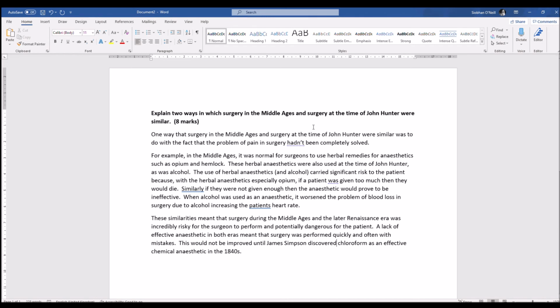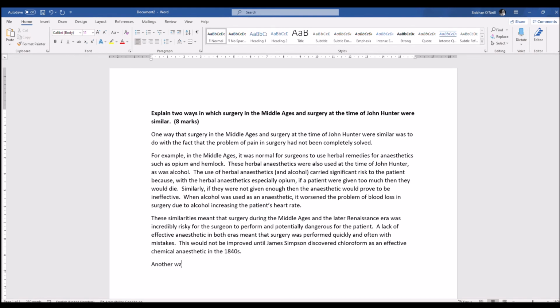Let me just have a quick look and change. If a patient were given too much. Similarly, patient's heart rate. There we go. Right, next paragraph, ready now.